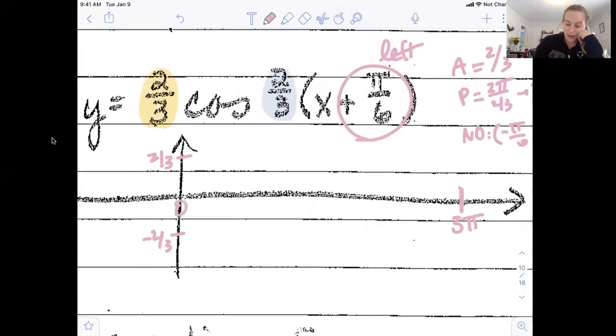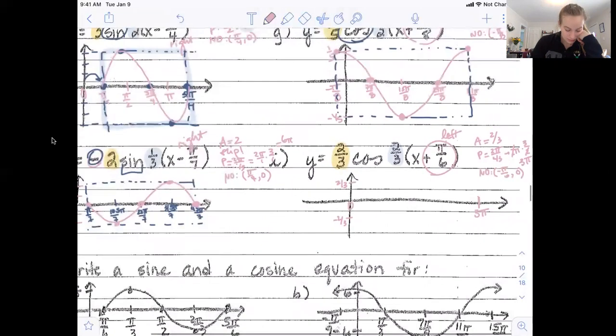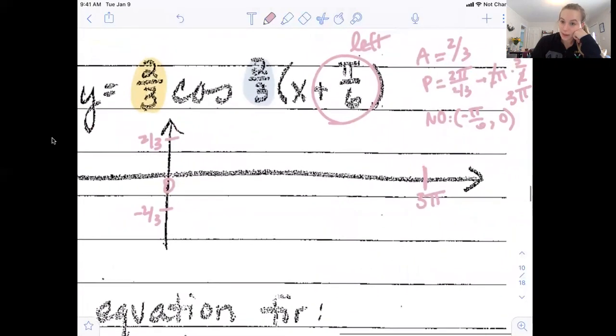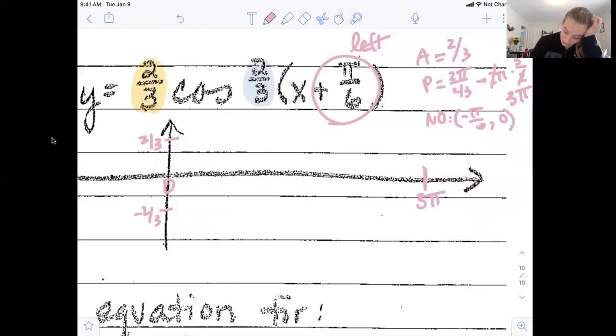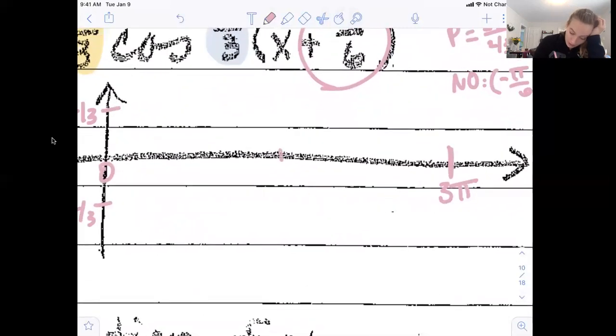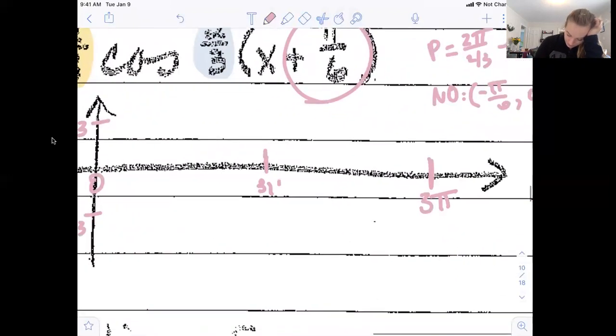Normally we go from 0 to 3π, but again, we have to shift everything to the left π/6. So I'm minusing π/6 from all of these points. So let's find out what my normal points would be. If I go from 0 to 3π, the middle of that would be 3π/2. The middle of that, in between 0 and 3π/2, you can think of it as 3/2 × 1/2, which is gonna be 3π/4.